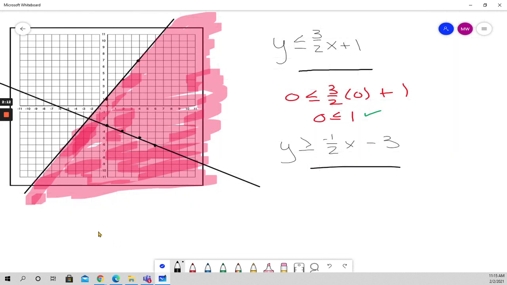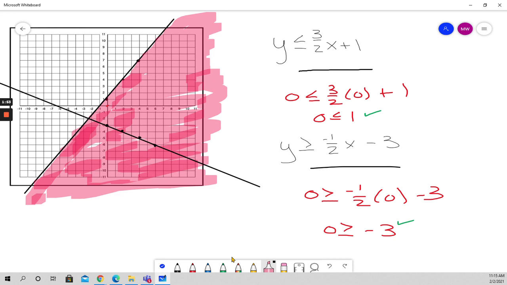And I'm going to notice that 0, 0 is not located on this line either, so I can use it as a point. So I'm going to say, is 0 greater than or equal to -1/2 times 0 minus 3? Is 0 greater than or equal to -3? Yes, that's a true statement.